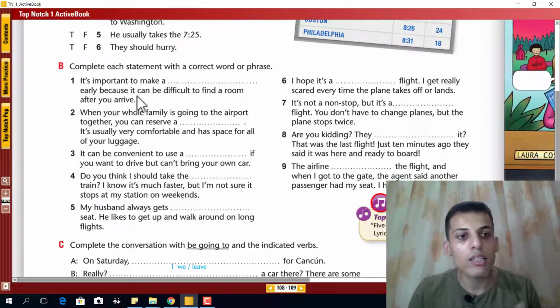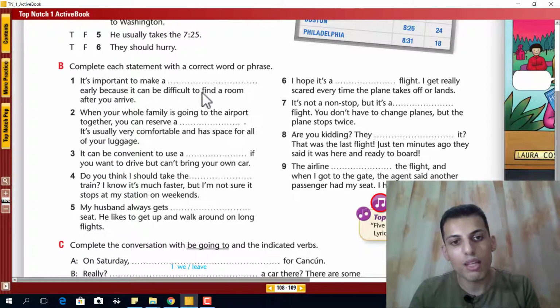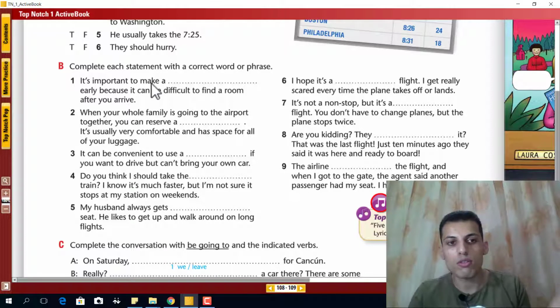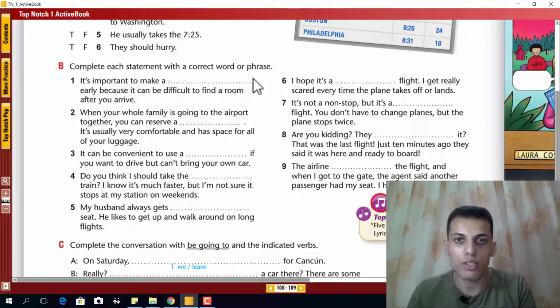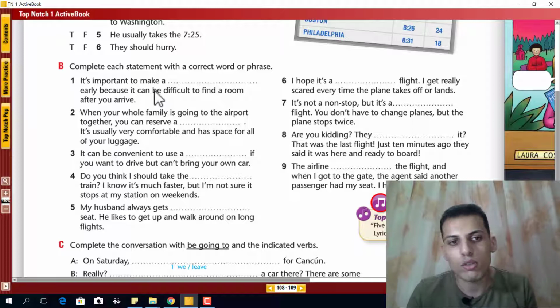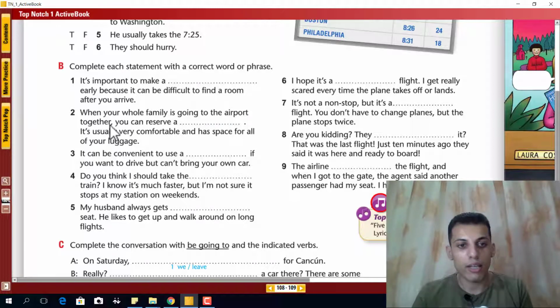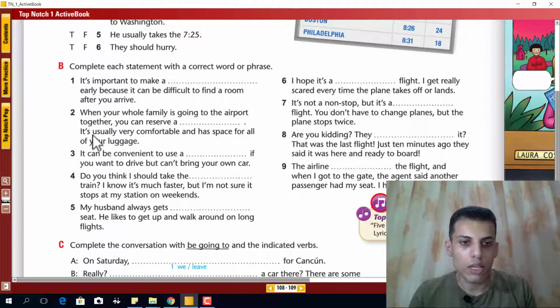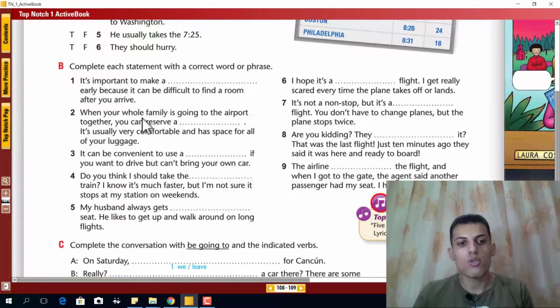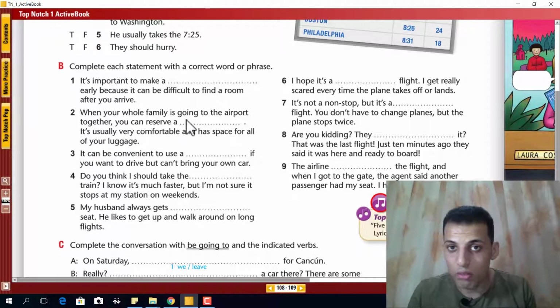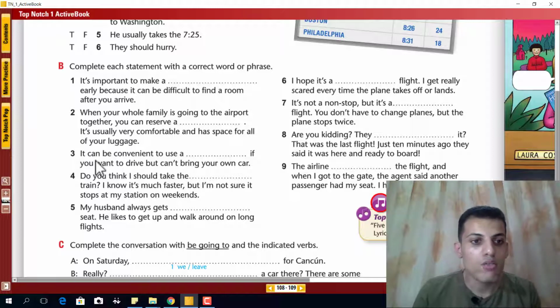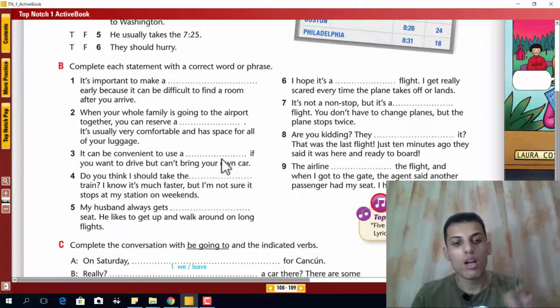It's important to make a reservation early because it can be difficult to find a room after you arrive. When your whole family is going to the airport together, you can reserve a limo, or a limousine, right? It's usually very comfortable and has space for all of your luggage. It can be convenient to use if you want to drive but can't bring your own car.